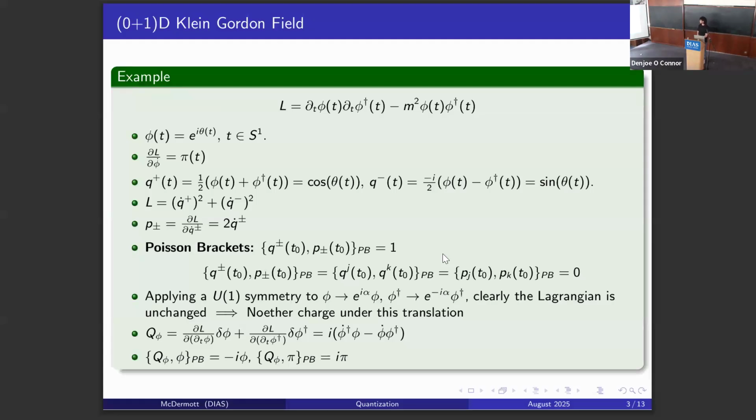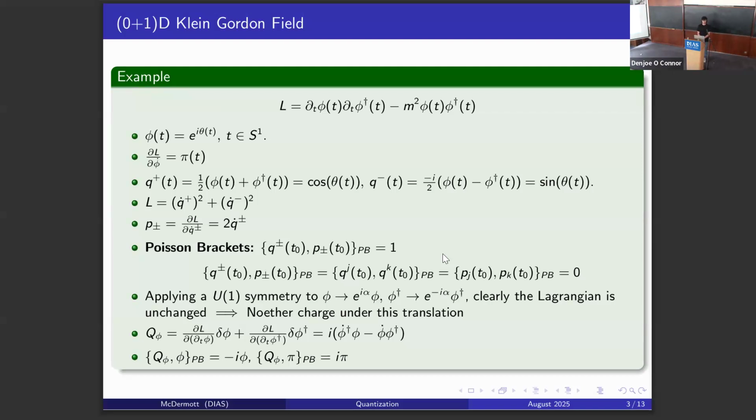So just an example of this for the classical theory of the 0+1 dimensional Klein-Gordon field. So we only consider the time dimension, no spatial dimension. We have generalized coordinates given by phi and phi dagger, which are functions of time, where time is on the 1-sphere. These also have conjugate momenta given by pi of t.